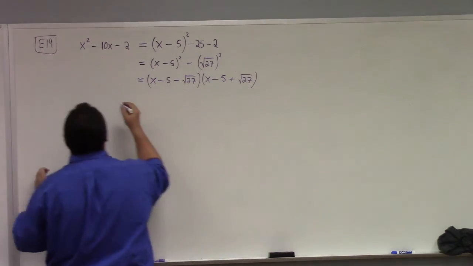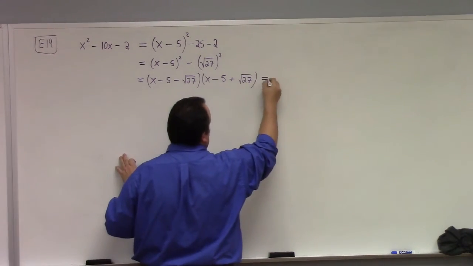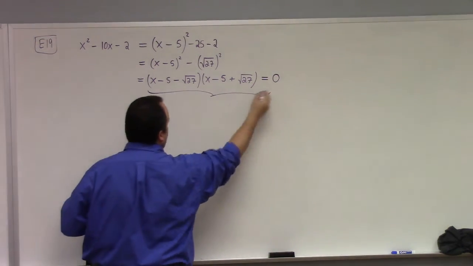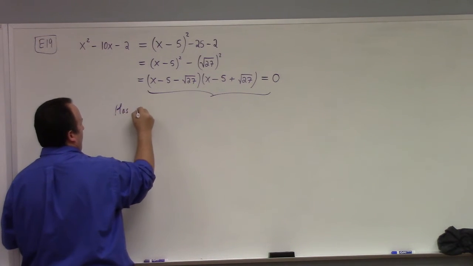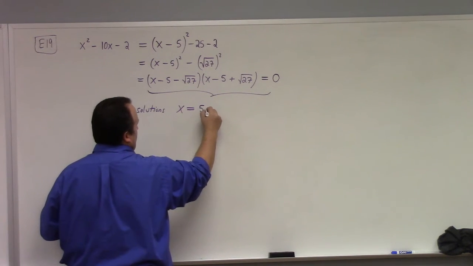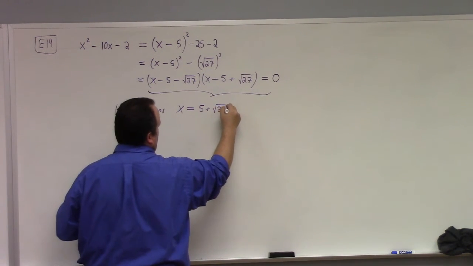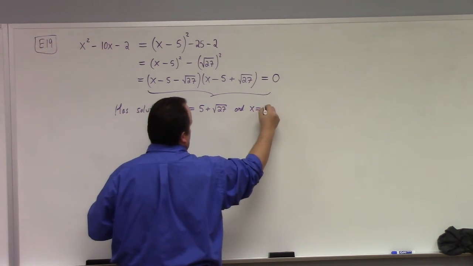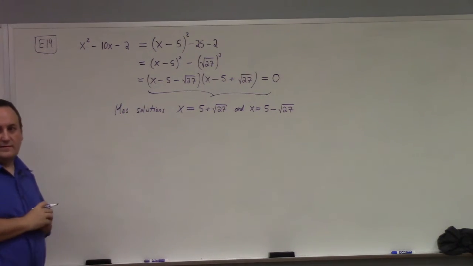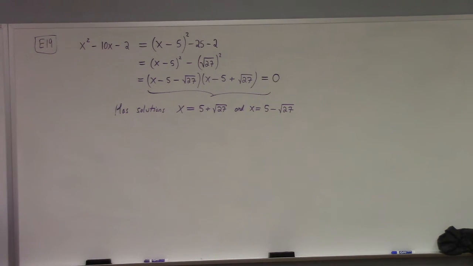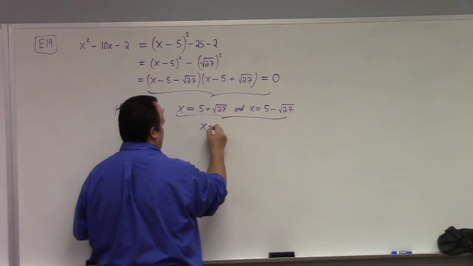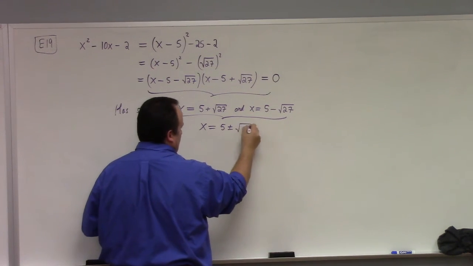Now if I look at this equal to 0, what are the solutions? x equals 5 plus the square root of 27, and x equals 5 minus the square root of 27. We get tired of writing that, so what's an easier way to write all this? Plus or minus, yeah. So just to be lazy, we say x is equal to 5 plus or minus the square root of 27.